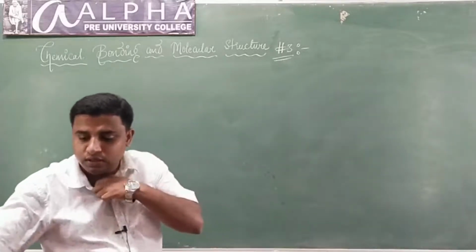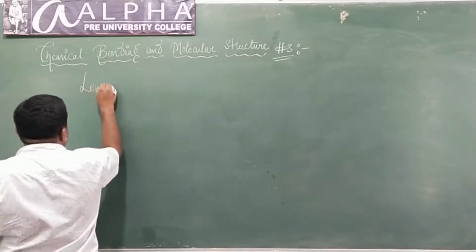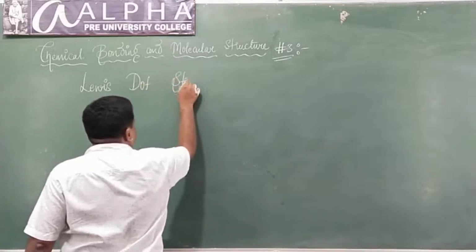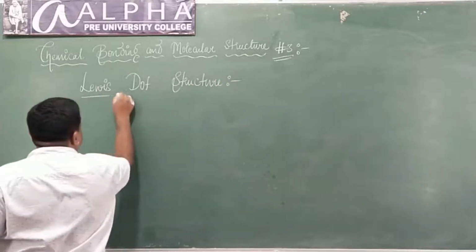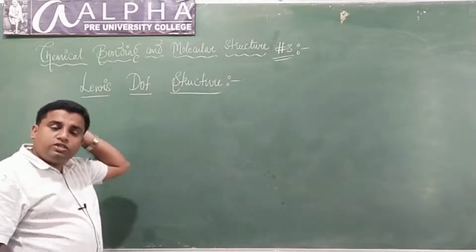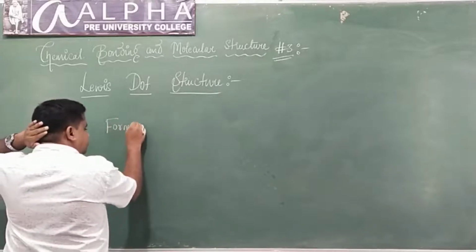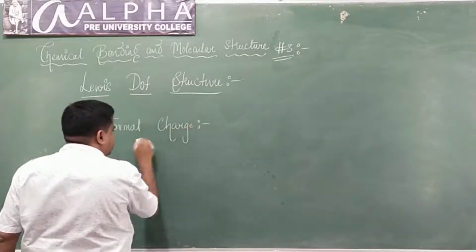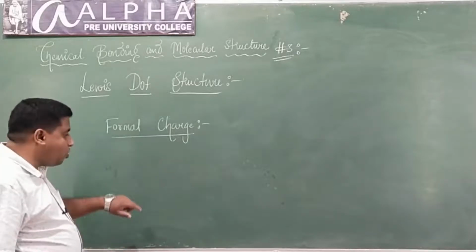Now students, we have to learn something called the Lewis dot structure. Okay, students, before we study the Lewis dot structure, we should understand something called formal charge. Okay, formal charge. So please remember the formula for formal charge.